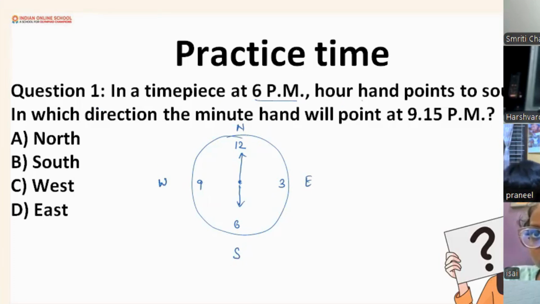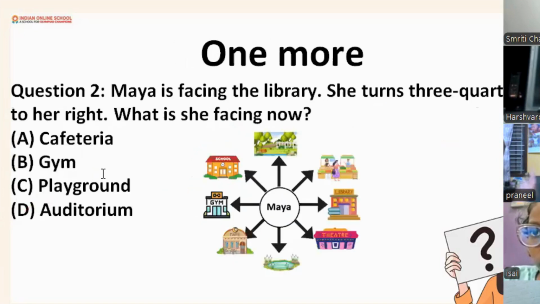Correct, everybody? Now the question is saying in which direction the minute hand will point at 9:15 p.m. Tell me. East. That is very simple. That needs to be east only because at 9:15 it needs to be like this. And so that's why the minute hand should be there towards east. Yes, everybody? Okay, now the next question.